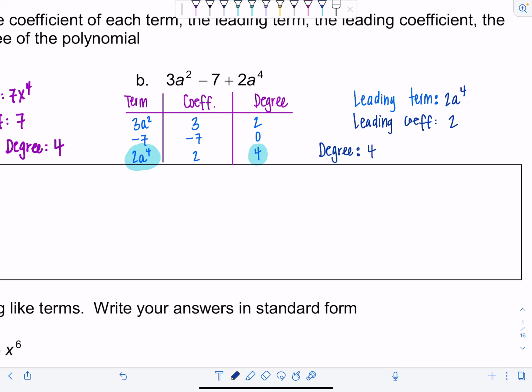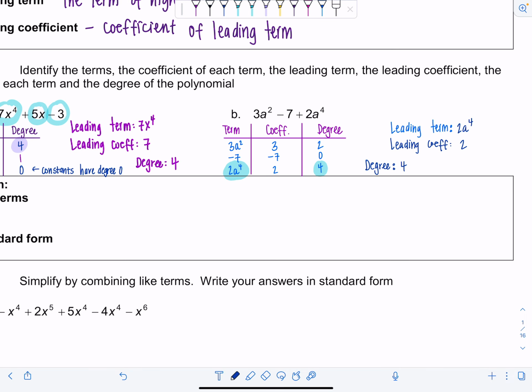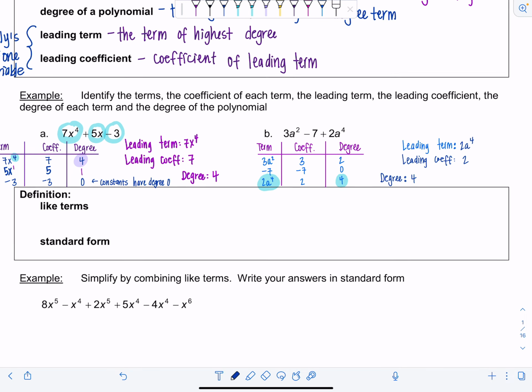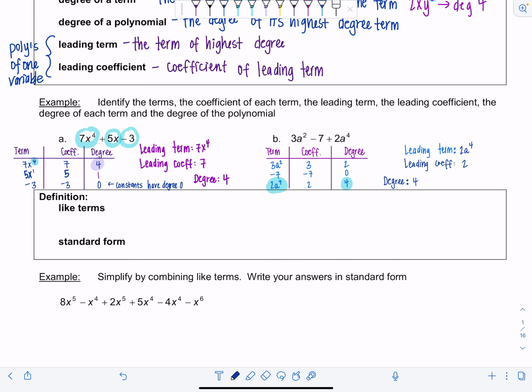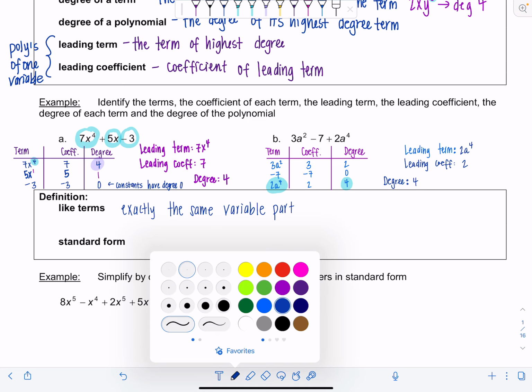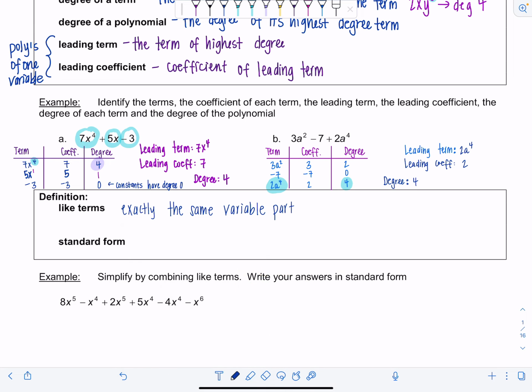Very good. Now, this brings us to an important idea involving like terms and standard form, okay? When we refer to like terms, that means we would have 2 terms with exactly the same variable part. I'm going to write this in just everyday language, okay? There are more formal definitions, but basically the idea is you would have the same variables raised to the same exponents when you're dealing with like terms.